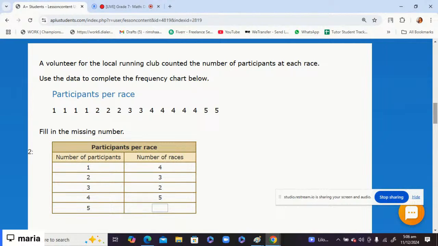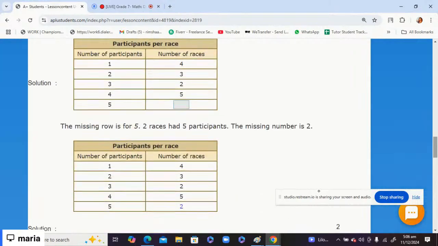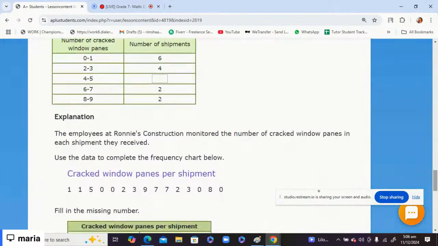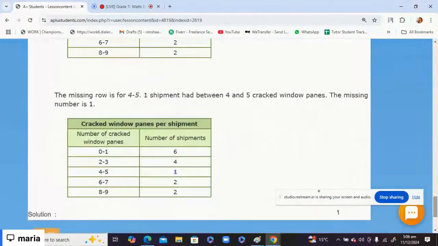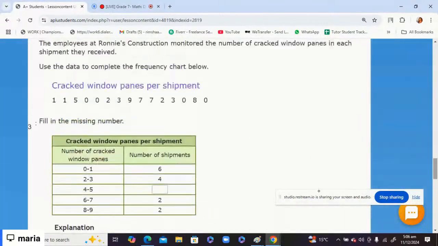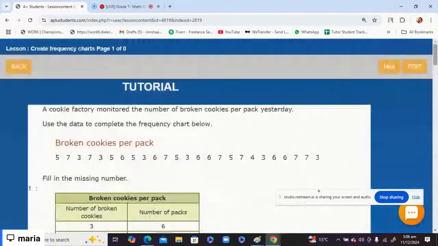All right, this is the way that we solve these kinds of questions. Just check how many times each number exists in the data, then we count that number and put it in the chart.